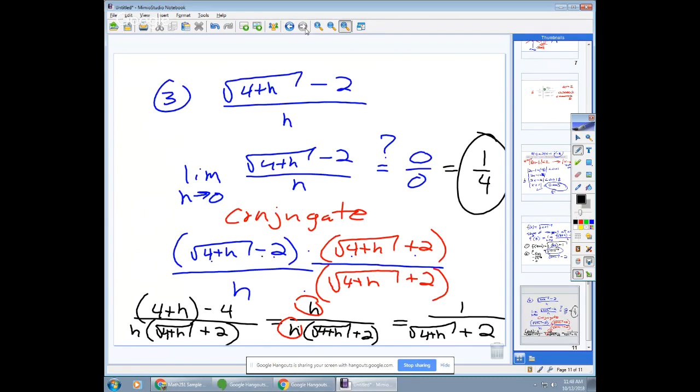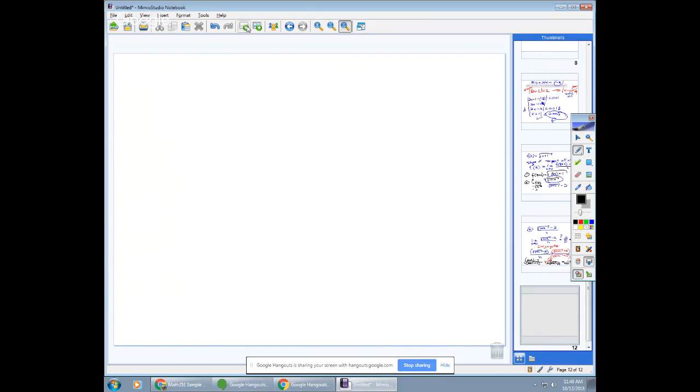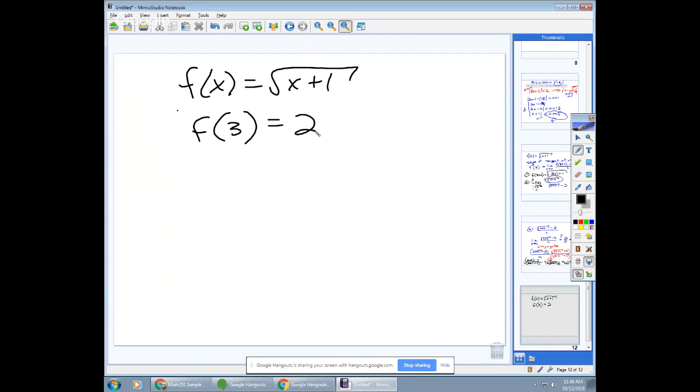So here's what we know. Let's put a new page in summary. We know that the function we started with is the square root of x plus 1. We know that if we plug in 3 to that, we get 2. So we have the point 3, 2. And we believe the slope of the tangent line at that point is 1/4.